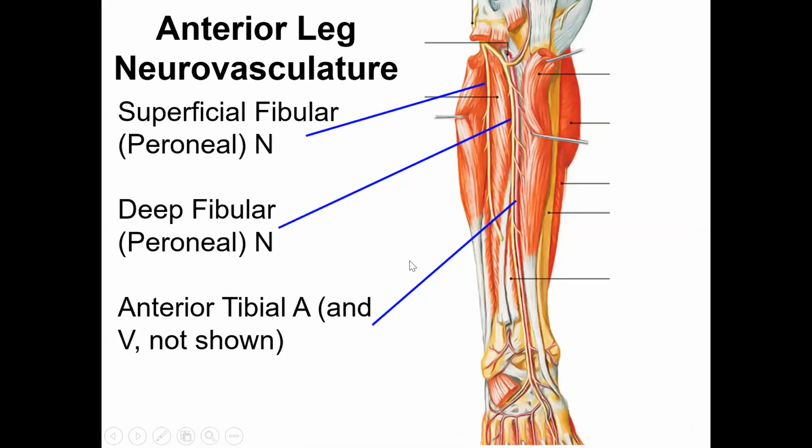Now, let's look at some of the vessels on the anterior leg. We've got the superficial fibular nerve, which is actually a branch coming from the fibular nerve. And then we've got the deep fibular nerve.